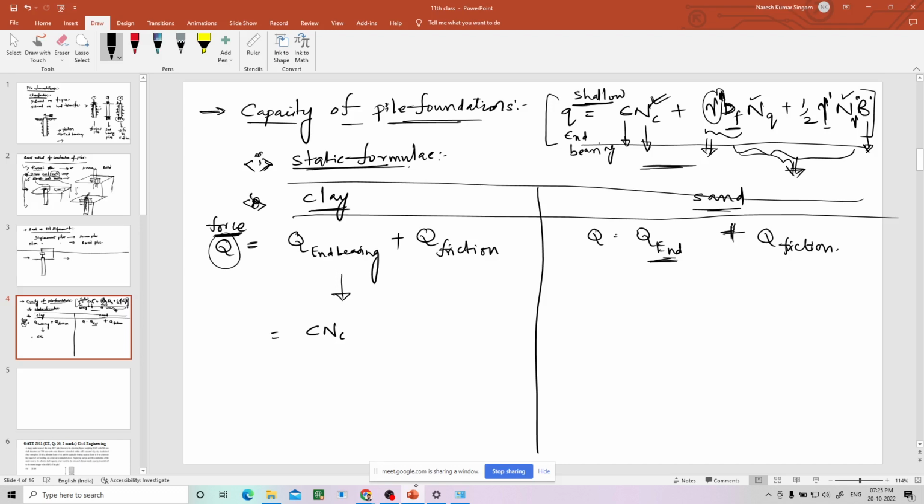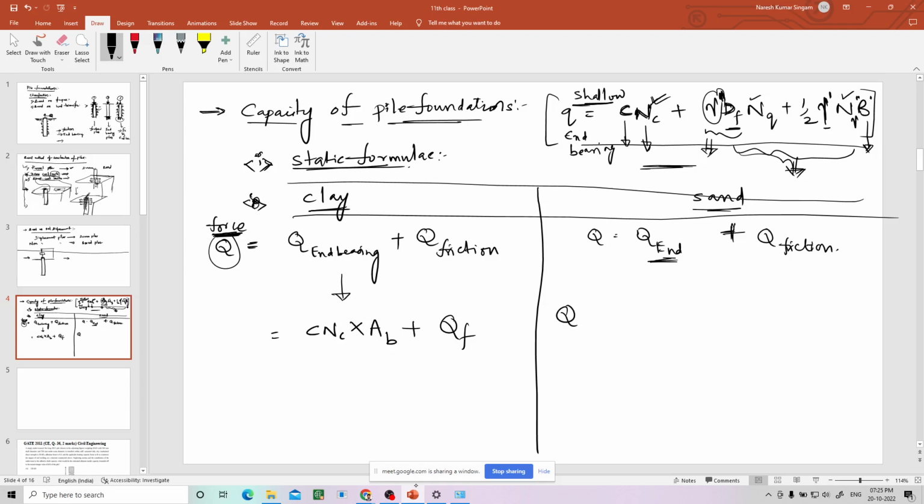So this formula is telling about C in terms of kPa generally or pascals. Okay, NC doesn't have any dimensions, so then it will be in terms of kPa. So if you multiply by the area of the footing, you will get the capacity in terms of kilonewton. So that is the reason why we multiply this CNC with the bearing area of the pile. So now we will talk about this friction formula later.